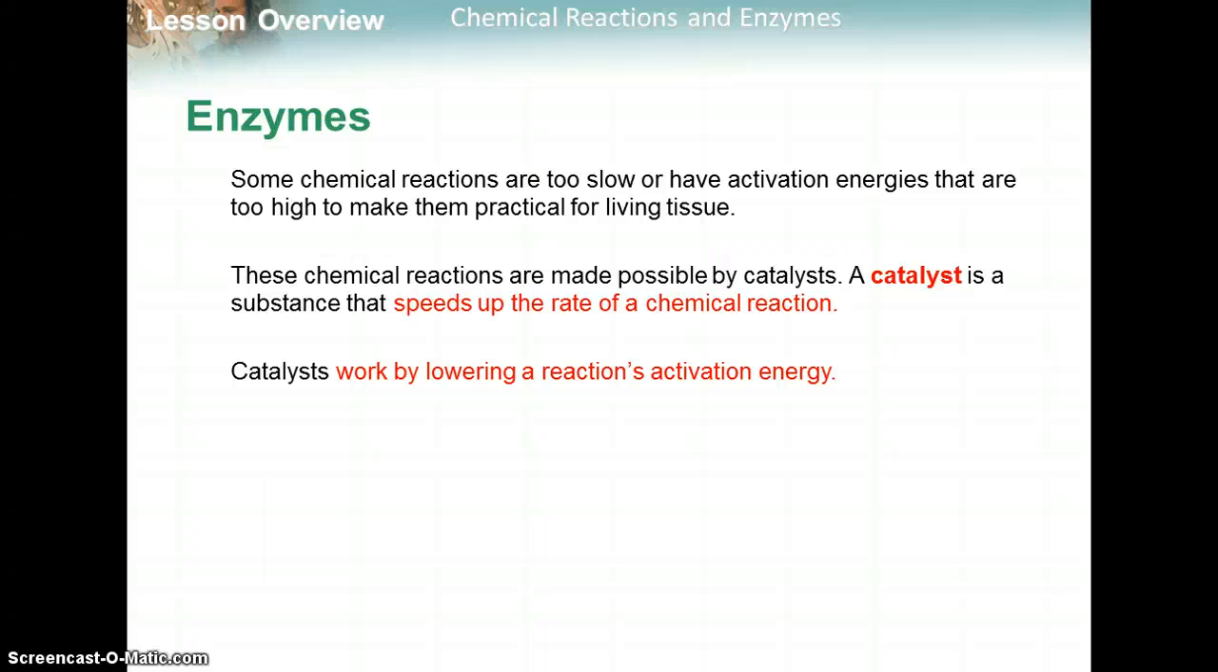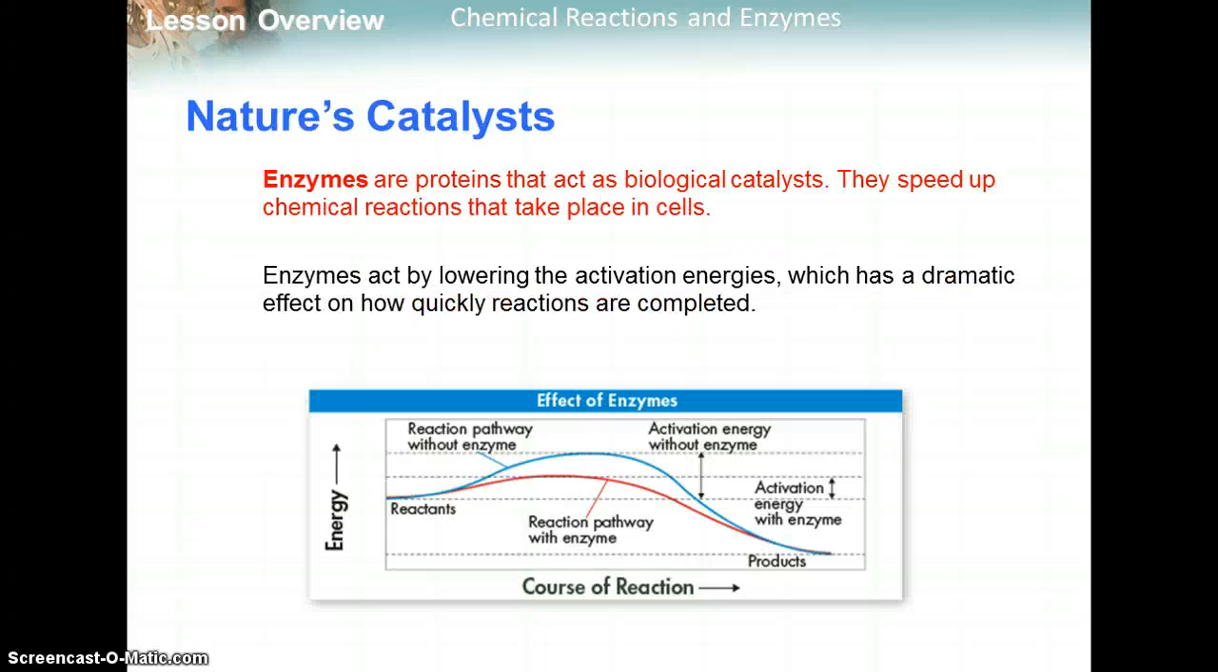These types of chemical reactions are made possible by the use of catalysts. A catalyst is a substance that helps speed up the rate of a chemical reaction, and they do that by lowering the activation energy that's required to start a reaction. In a biological sense, a biological catalyst we refer to as an enzyme. These are made out of proteins, so again, referring back to macromolecules there.